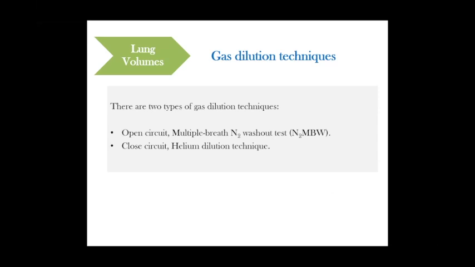Starting with room air, then we switch the valve and let the patient breathe 100% oxygen to wash the nitrogen out of his lung until the nitrogen level drops below 2%. Normally the nitrogen level within the lung is 78%, but we ask the patient to breathe pure oxygen until it drops below 2%.